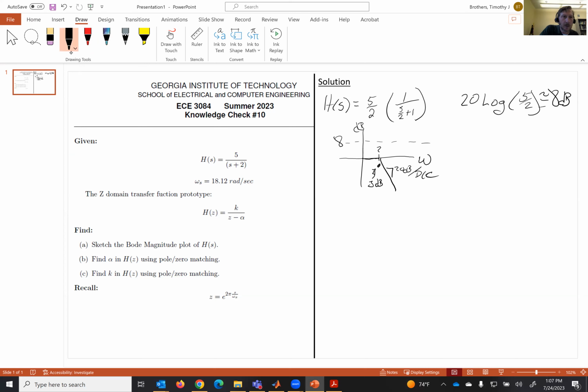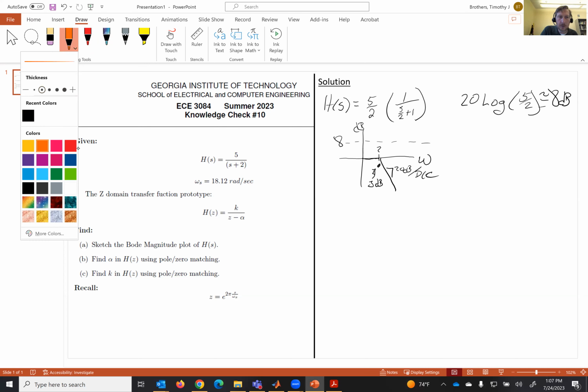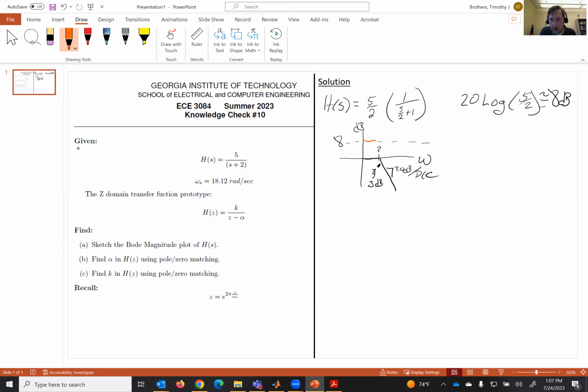And so now we can do the straight line approximation for the Bode plot. It's going to come over here until we get to the value of 2. And at the value of 2, we're going to go down at 20 dB per decade. Now, we can go ahead and add in the 3 dB correction point. So that's 8 minus 3 gives us 5 dB.